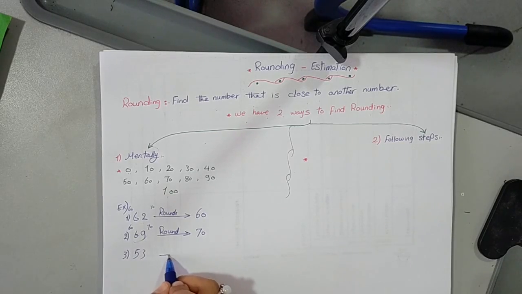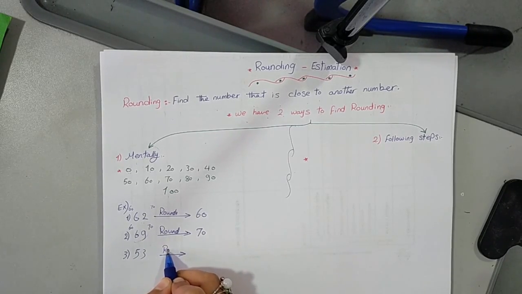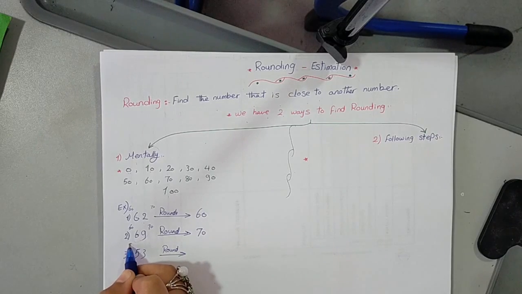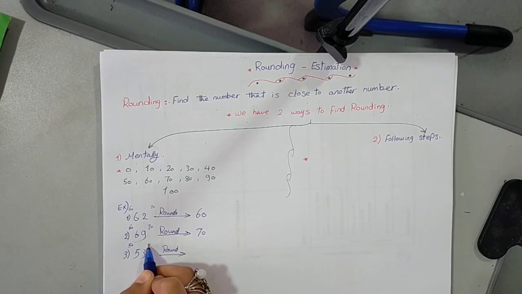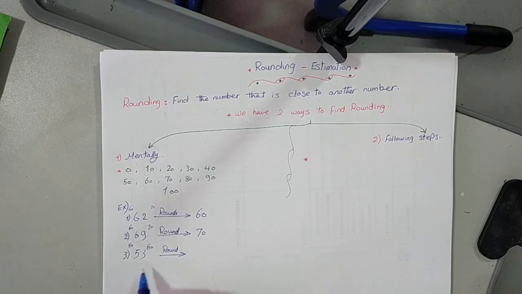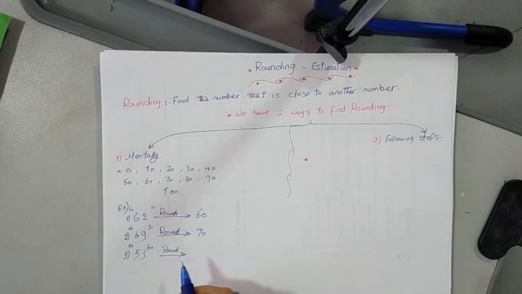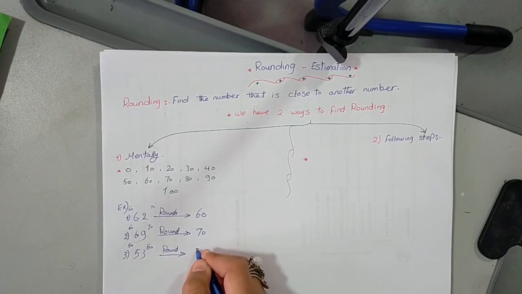53 is between two tens. What are the two tens? 50 and 60. 53 is nearest to 50 or 60? Yes, 50.